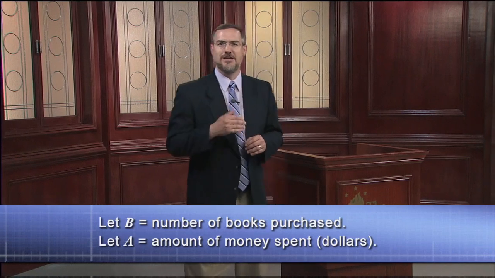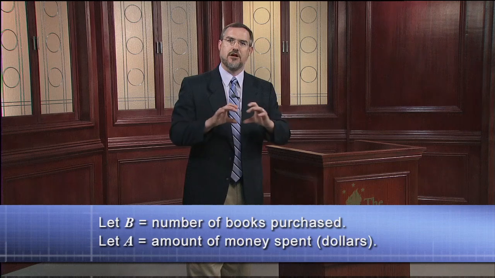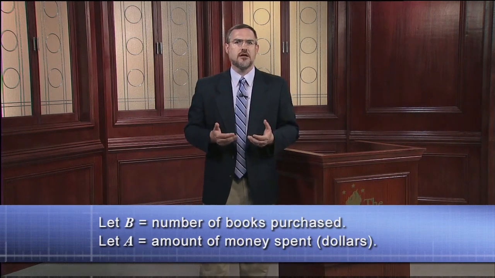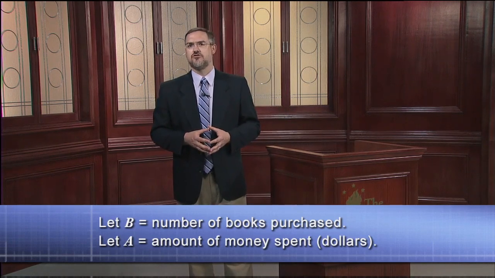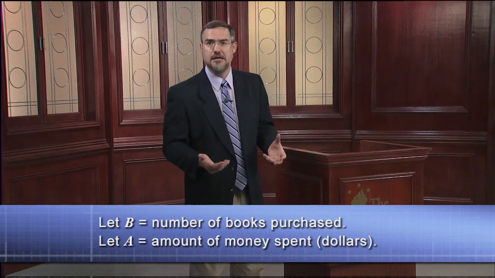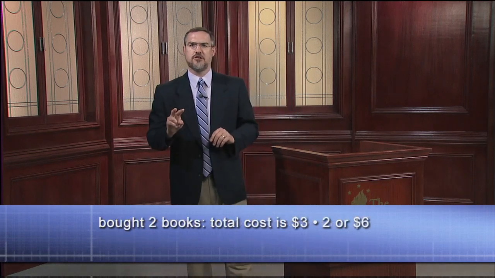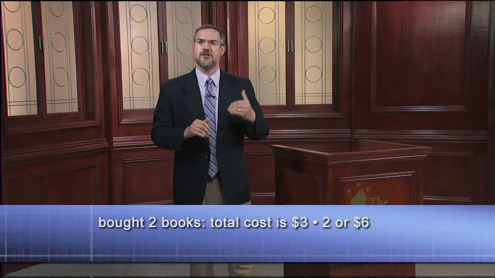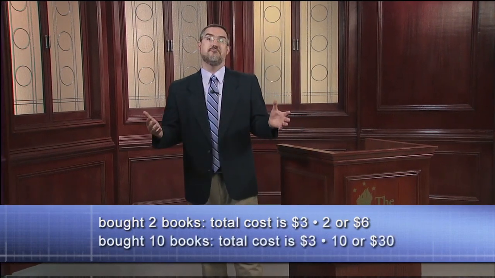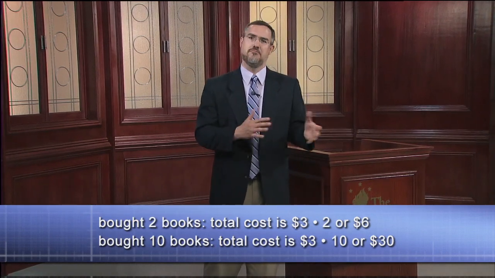Okay. Once that's done, we now need to interpret the English sentences that we were given into algebraic expressions, into an equation. Well, each book costs $3. So the total cost for B books is going to be 3 times B before we add the shipping. Let's step back a bit. Let's say you bought 2 books, then the total cost for just that would be 3 times 2 or $6 before shipping. If you bought 10 books, the total cost for that would be 3 times 10 or $30 before shipping.